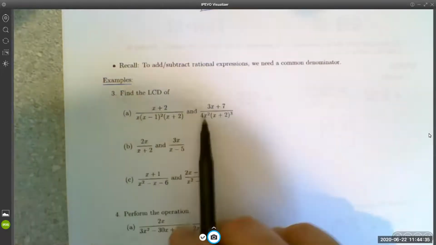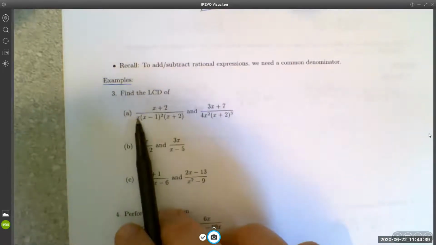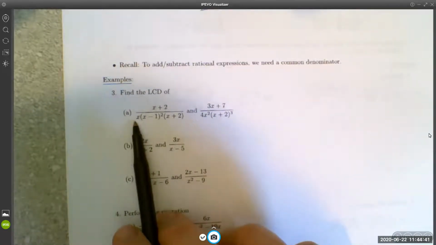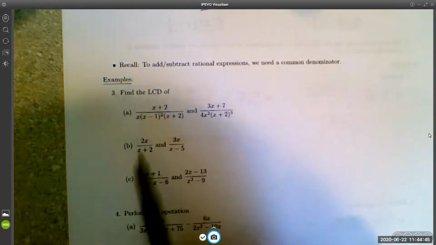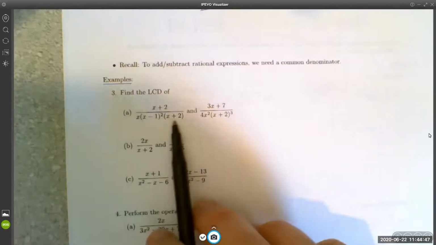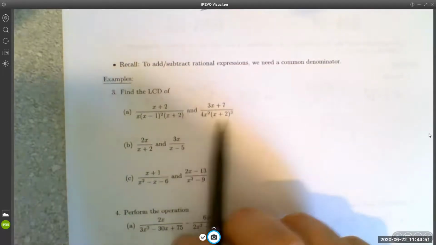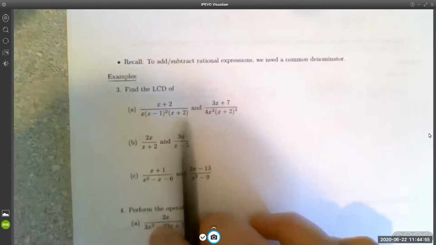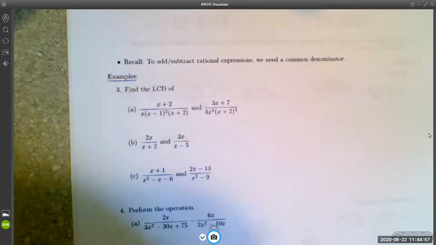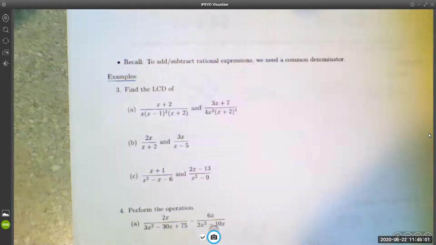I'm also going to need a 4 because I have a 4 here, but I don't have one there. So I'm going to need to put a 4 on. And I'm also missing 2 more x plus 2's, right? I have 1 copy of an x plus 2, but here I have 3 copies. So I need 2 more copies of the x plus 2 down in that denominator. So that's what I'm missing in order to kind of fill in the blanks there.